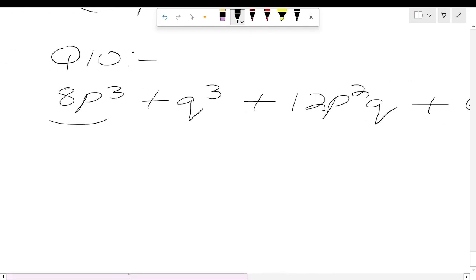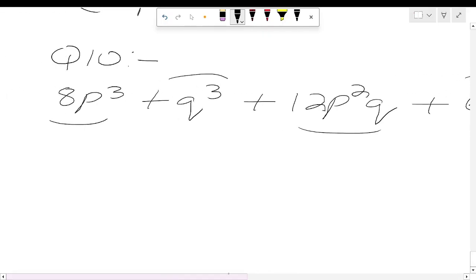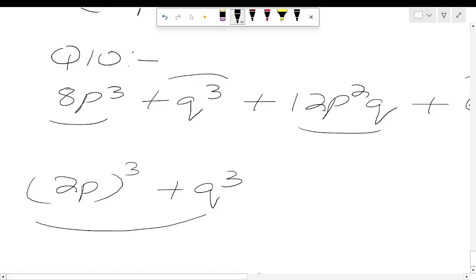So this is cube with cube, this is square with square, so we will not change the order of these terms. So here we have 8p cube, we can simplify this to 2p whole cube. So this is exactly the same as 8p cube, but we have expanded it, and then q cube will just remain the same. Now look at these two terms, they fit perfectly into the formula of a cube plus b cube.